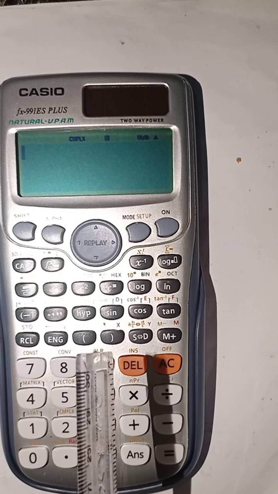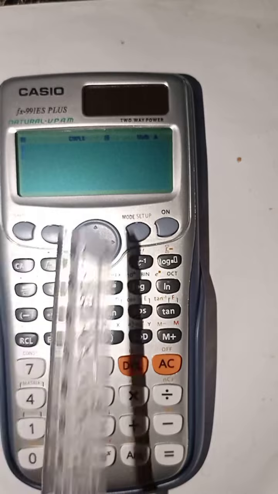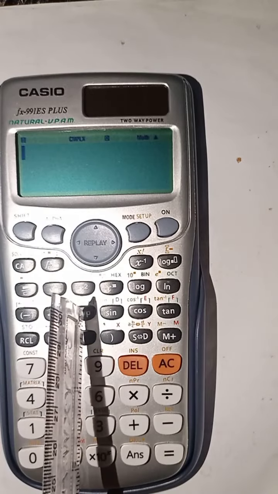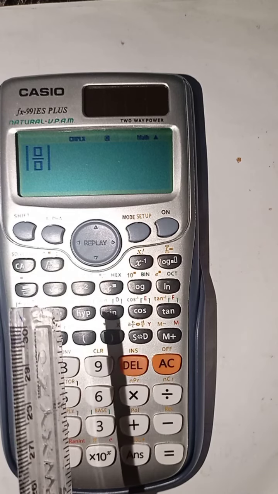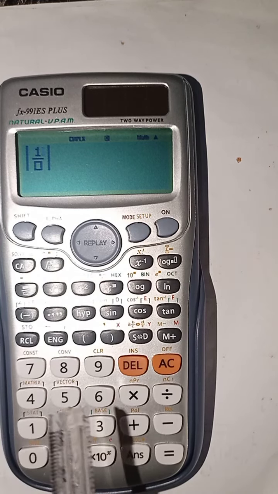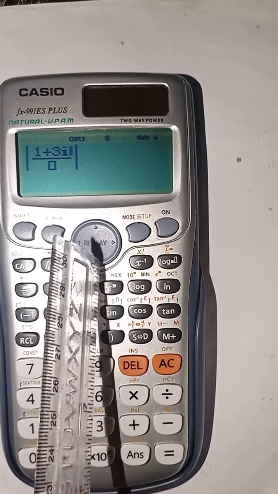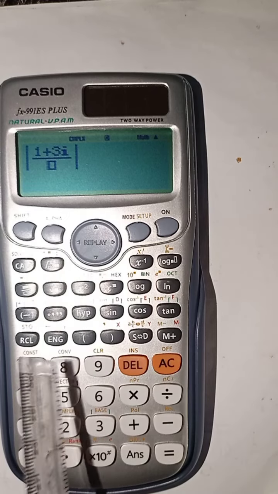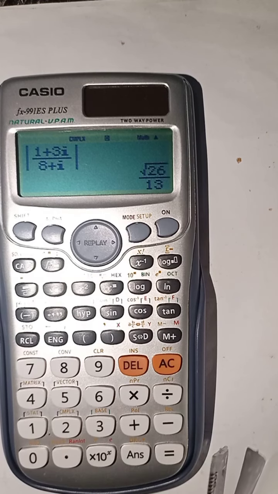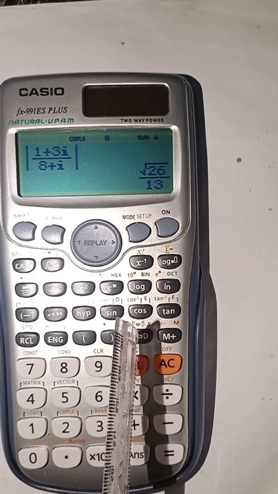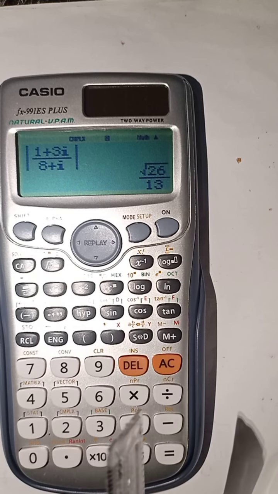Modulus of (1 + 3i) divided by (8 + i). Remember, we already clicked on mode 2. Then press shift HPY. Then we'll have 1 plus 3i, then divided by 8 plus i. Remember, i is the ENG button. Click on equal to. I'm having root 26 over 13, or 0.392. So that will be the modulus of that.